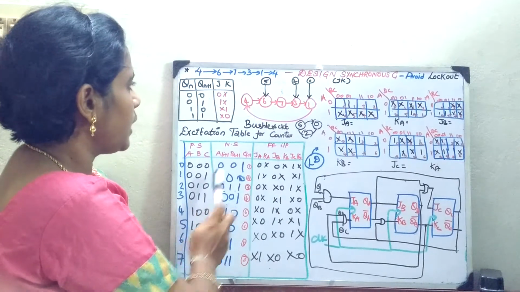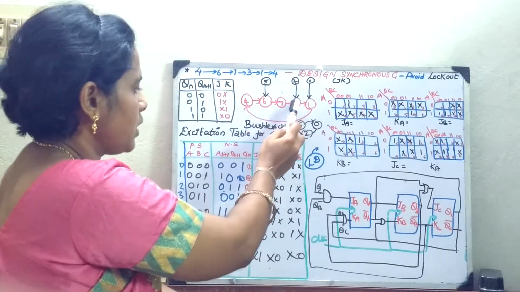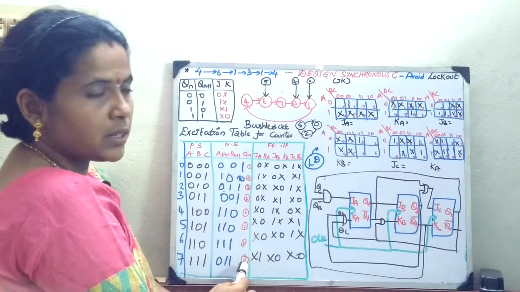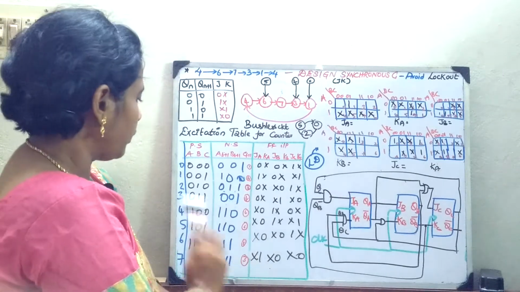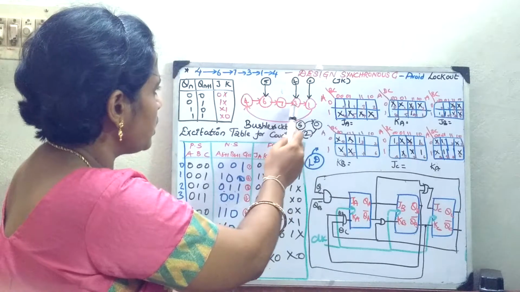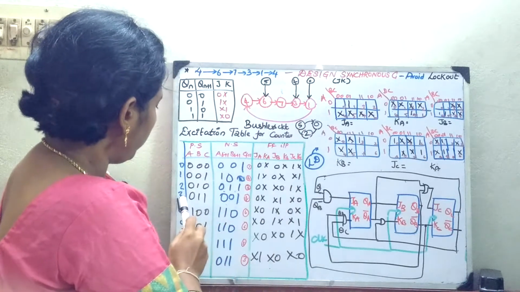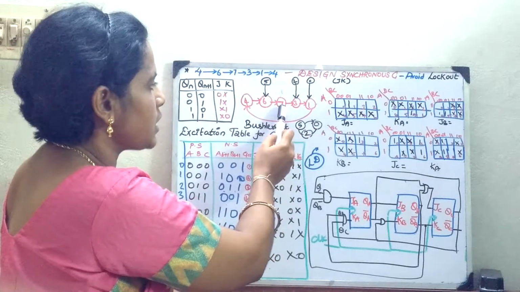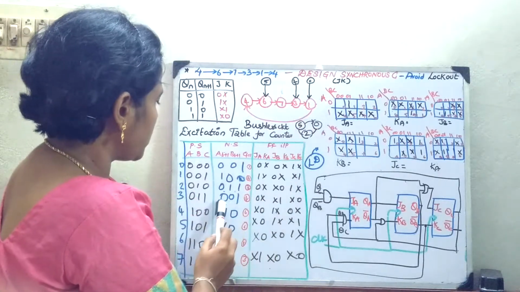For 2, what is the next state? It is 3. This red color one I have written only for your understanding; in your exam, do not write it. For the third state, 0, 1, 1, what is the next state? It is 1, not 7. So for 3, the next state is 1.